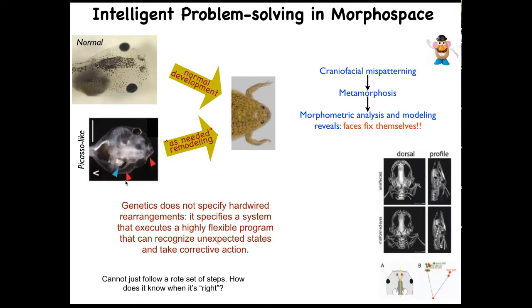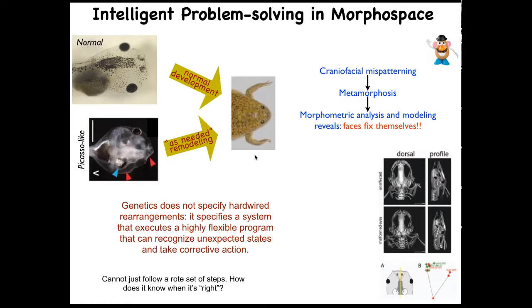So everything is in the wrong place. The eye, it's all scrambled. The whole face is scrambled. The eyes on the back of the head. The jaws are off to the side. It's a complete mess. And if this was a hardwired process, everything would end up in incorrect locations as the systems moved their normal amount in their normal direction. But that isn't what happens at all. These animals give rise to very normal looking frogs. And so what happens is that genetics doesn't specify a set of hardware rearrangements.